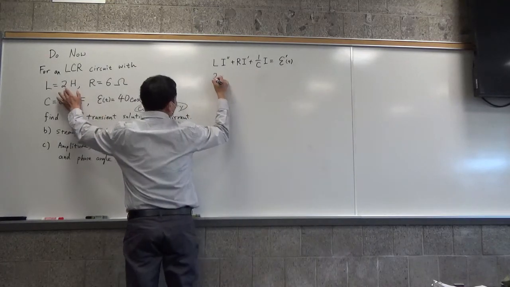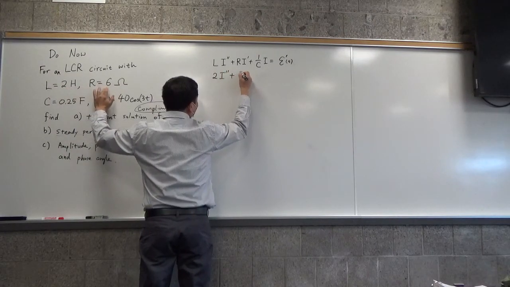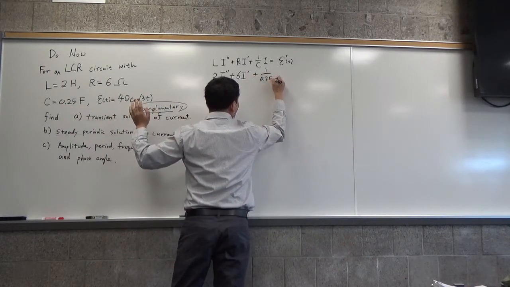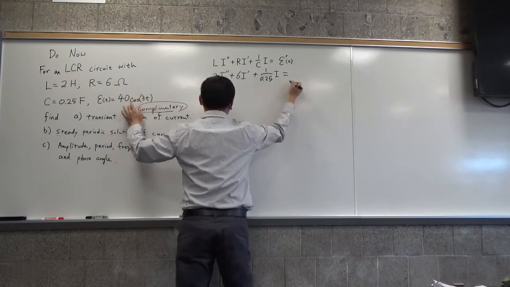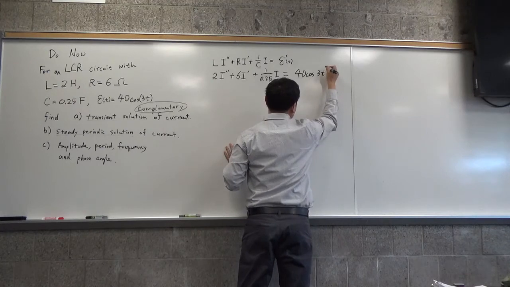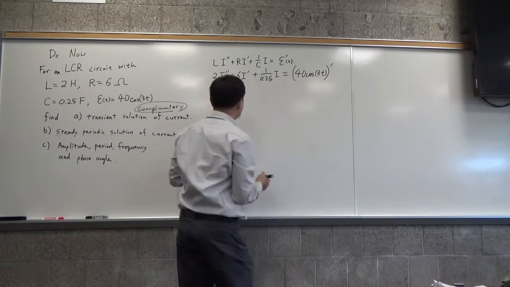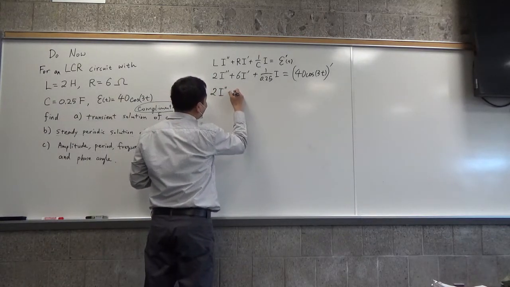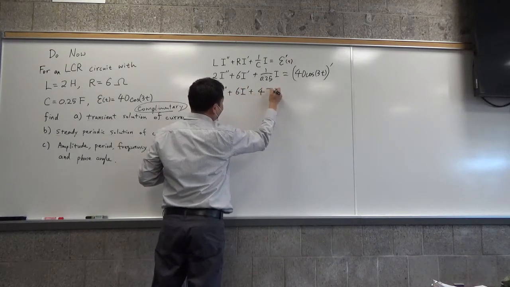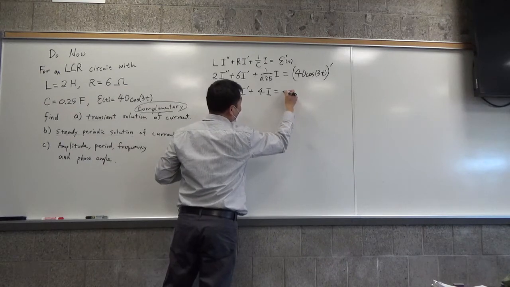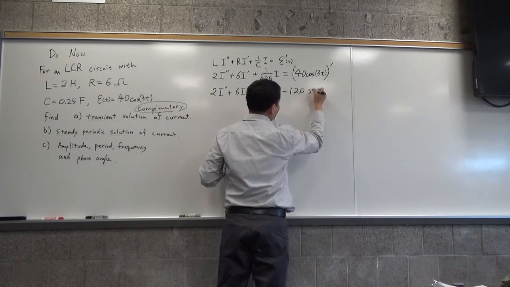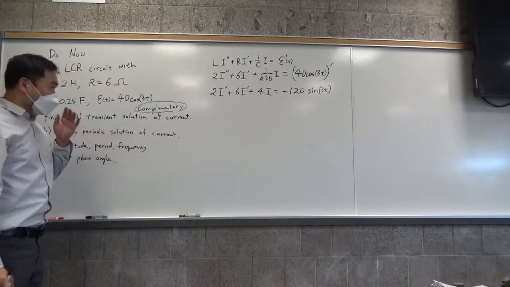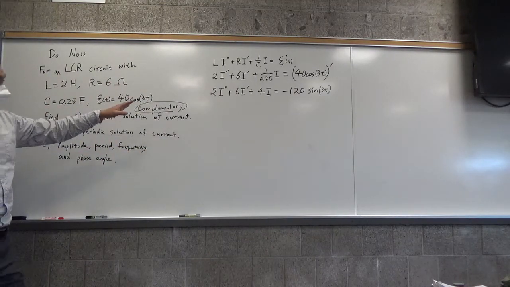So L is 2, R is 6, 1 over 0.25 I equals the derivative of 40 cosine 3t. So I have to differentiate this. And 1 divided by 0.25 is 4, right? So you have 2i double prime plus 6i prime plus 4i equals negative 120 sine 3t. Because of the chain rule, 3 comes out. Right? Okay, now, it's perfectly okay to solve as is.